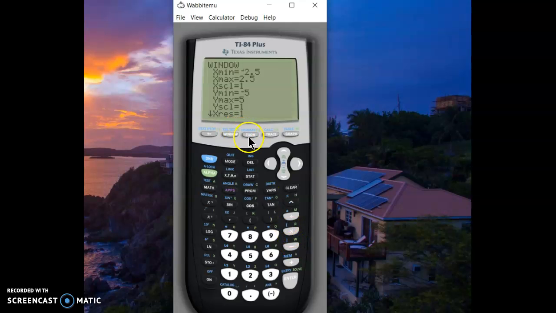So I'm going to click Zoom Standard, so that's Zoom 6, and hit Enter, and it should give me the standard window. I'm going to click back on Window. Hopefully you follow along, and now my settings are -10, 10. So we should all be on the same page, seeing the same image for the graph when we put it in our calculator.